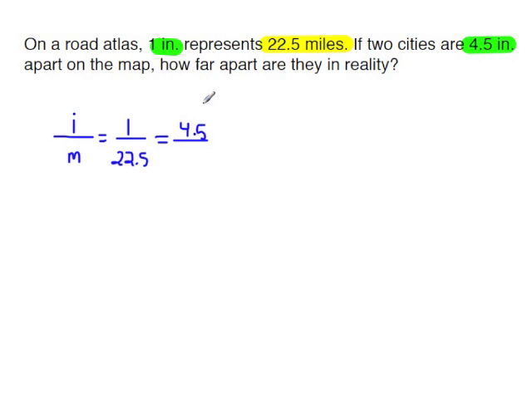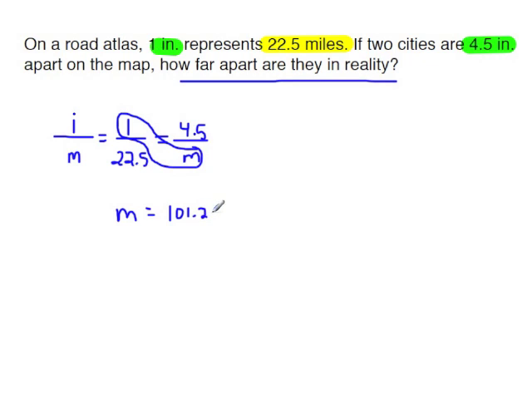What's being asked is how far apart are they in reality? It doesn't actually use the word miles, but they're asking for what the real distance is, which would be miles, which is going to have to go in the bottom. Cross multiply and solve this. M times 1 is M, and 22.5 times 4.5 is 101.25. And that goes with the M, which stood for miles.